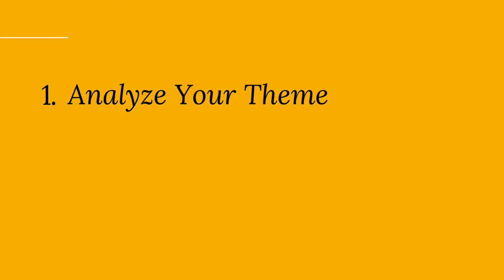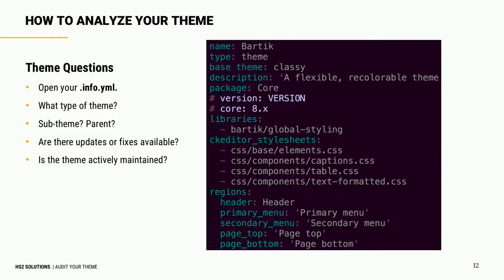So regardless of what bucket you're in, let's begin to analyze your theme. First thing I like to do is open the theme info YAML file, and that'll tell you what type of theme you have. Is it a sub-theme? Is it a parent theme? As you find out what theme it is, are there updates or fixes available? Maybe this has been established for a while, and there may be some great fixes out there to help you out. Is the theme actively maintained?